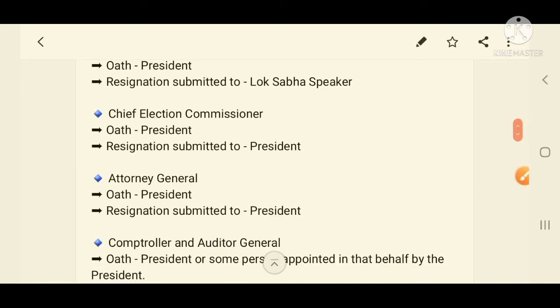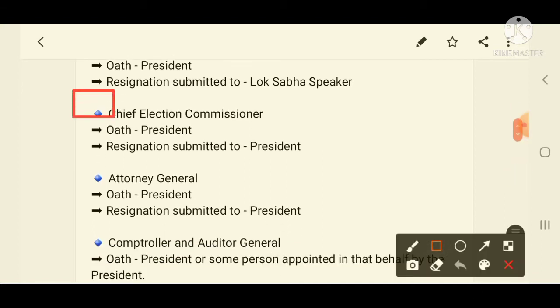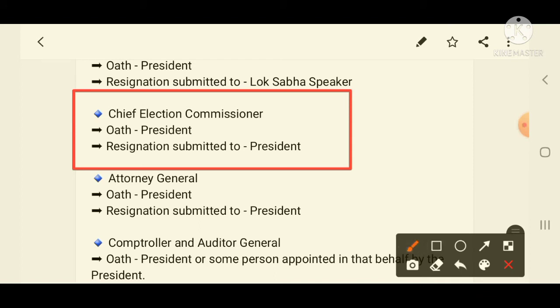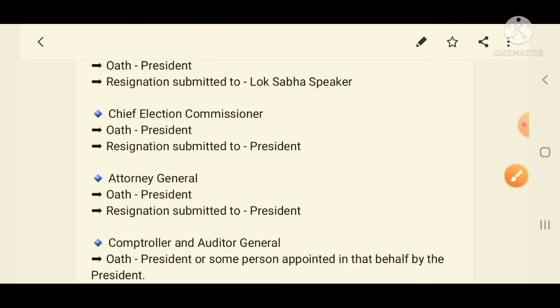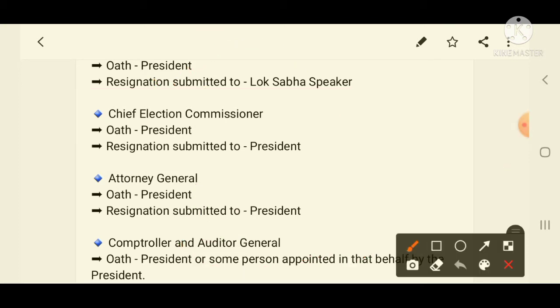The next post in line is Chief Election Commissioner. The Chief Election Commissioner is the head of the election conducting body of our country. Whatever elections are conducted, be it Lok Sabha elections or state elections, he is the overall supervisor of this entire election process happening in our country. If a new Chief Election Commissioner is being elected by the body, then he will be given oath.